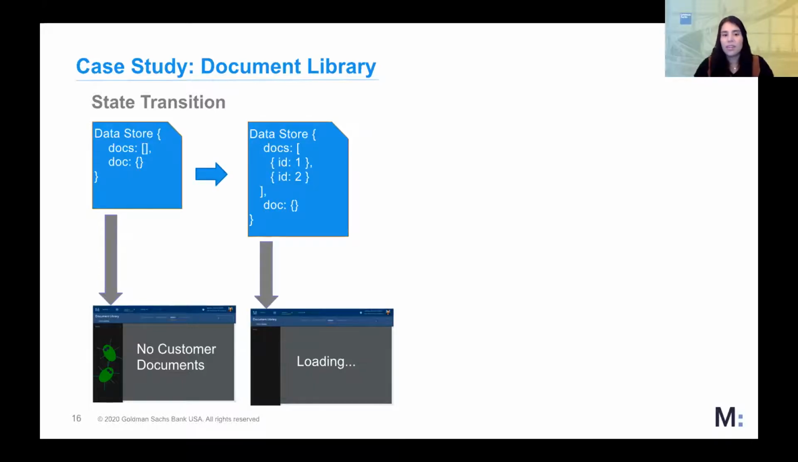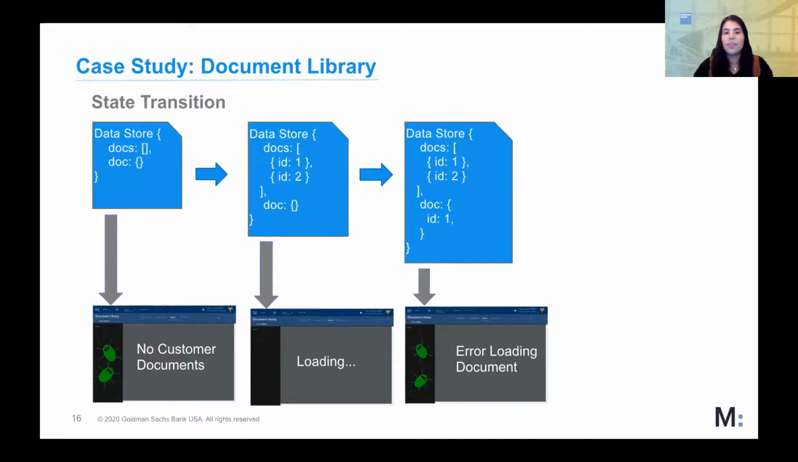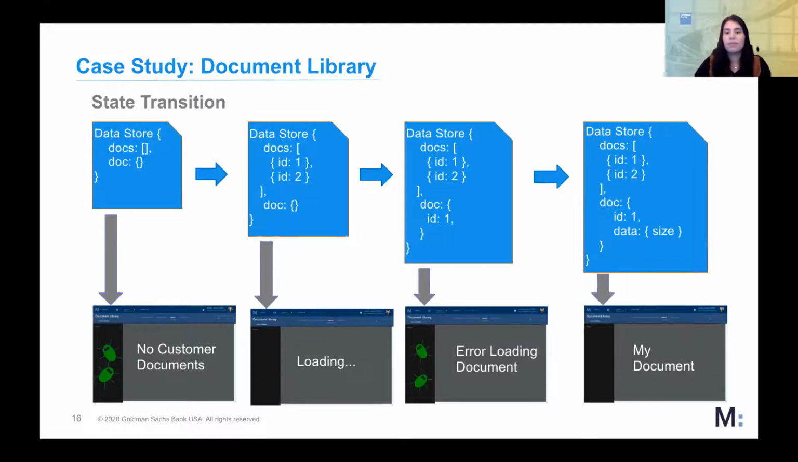Quickly thereafter, we make a call for the documents and show loading. When we get back the documents and the customer service agent selects one of the documents, we will set that document ID, but to the UI, we show an error because there's no blob or data for that document to be rendered. And then finally, we go and we fetch the data for that document and we show the correct document on the screen to the agent.